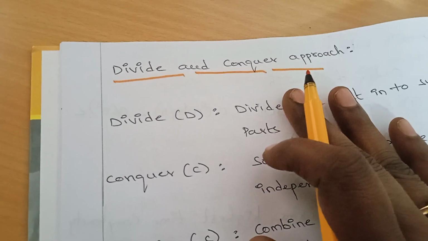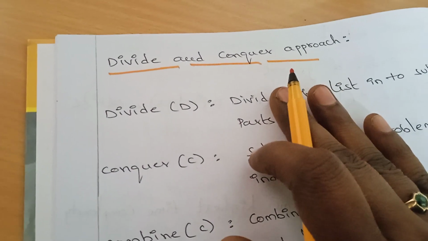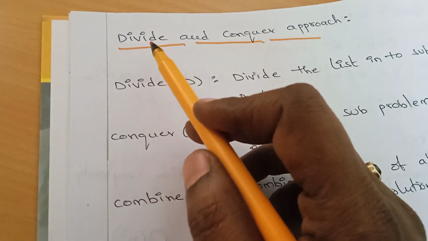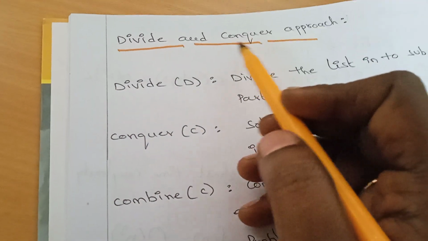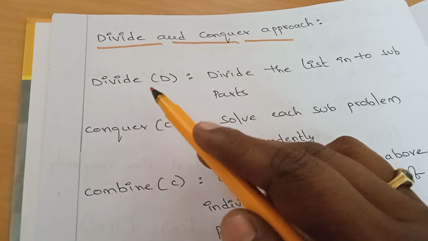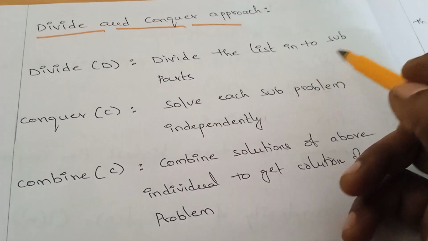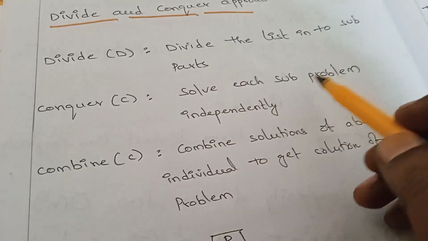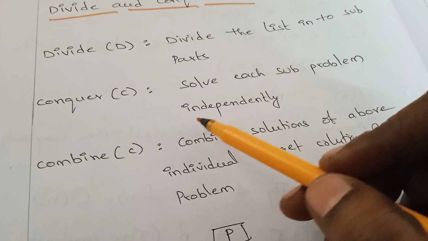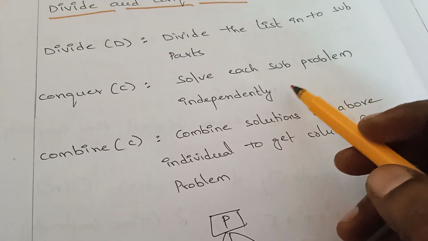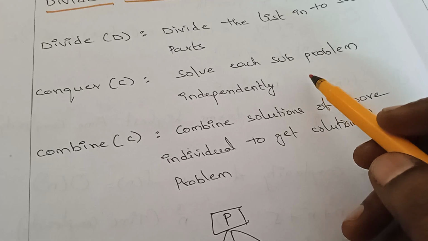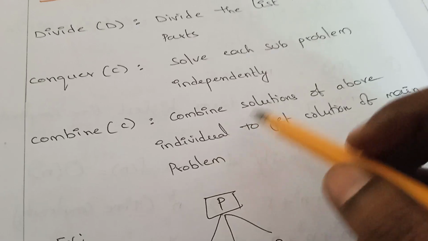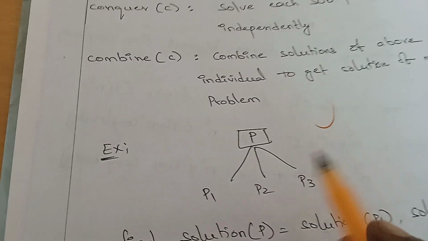So what is this approach and what are we going to do with it? Let's see. Divide and conquer: the name itself tells us that we'll divide and we'll conquer. Divide means we'll divide the list into subparts. After we divide the whole list into subparts, each subpart or subproblem gets solved independently. After we get the solutions of the individual problems, all individual solutions get combined to get the whole, main solution.